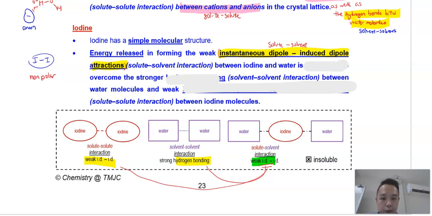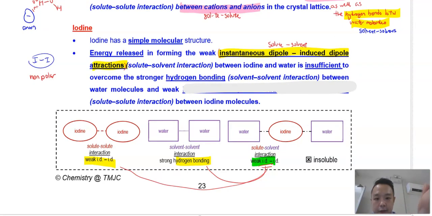bonds with water. So recall what we went through in question 10 about the criteria for forming hydrogen bond. You need F, O, or N with lone pairs. Iodine is not one of the elements there. So the energy released during this solid-solvent interaction is insufficient to overcome the stronger hydrogen bonding, in this case the hydrogen bonding between water molecules.